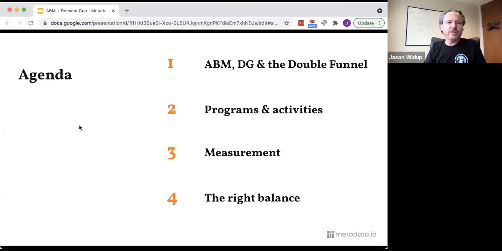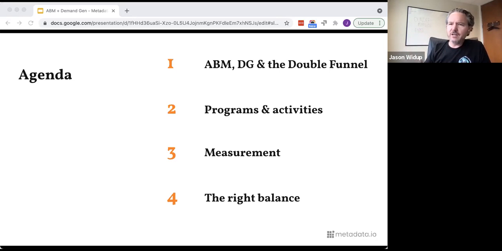Here's what we are going to talk about today. We're going to get into account-based marketing, demand gen, defining those things, talking about how they relate to the double funnel. We're also going to throw account-based strategy in there to define for you.